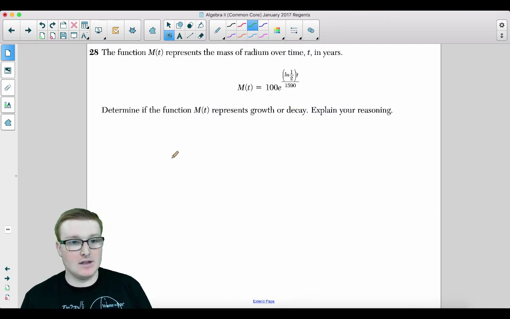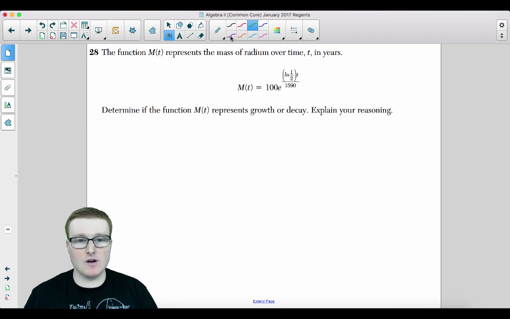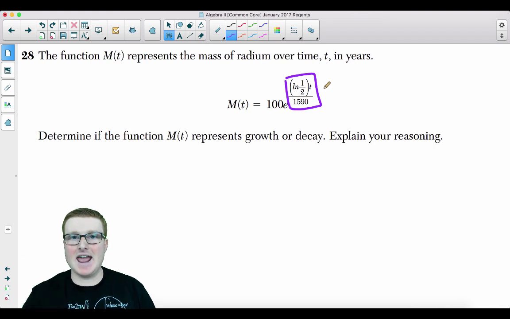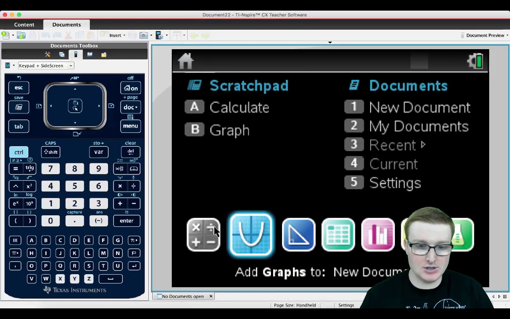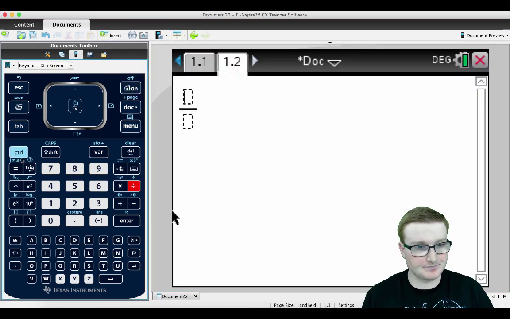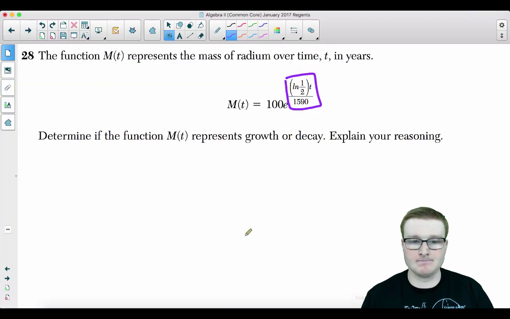Moving on to number 28. The function m of t represents the mass of radium over time t in years. Determine if the function m of t represents growth or decay and explain your reasoning. So we're really looking at this exponent, folks. If this exponent is a negative number, then it's decay. If it's a positive number, it's growth. Well, if you type this into your calculator, the natural log of 0.5 or 1/2 divided by 1590, negative number, decay.